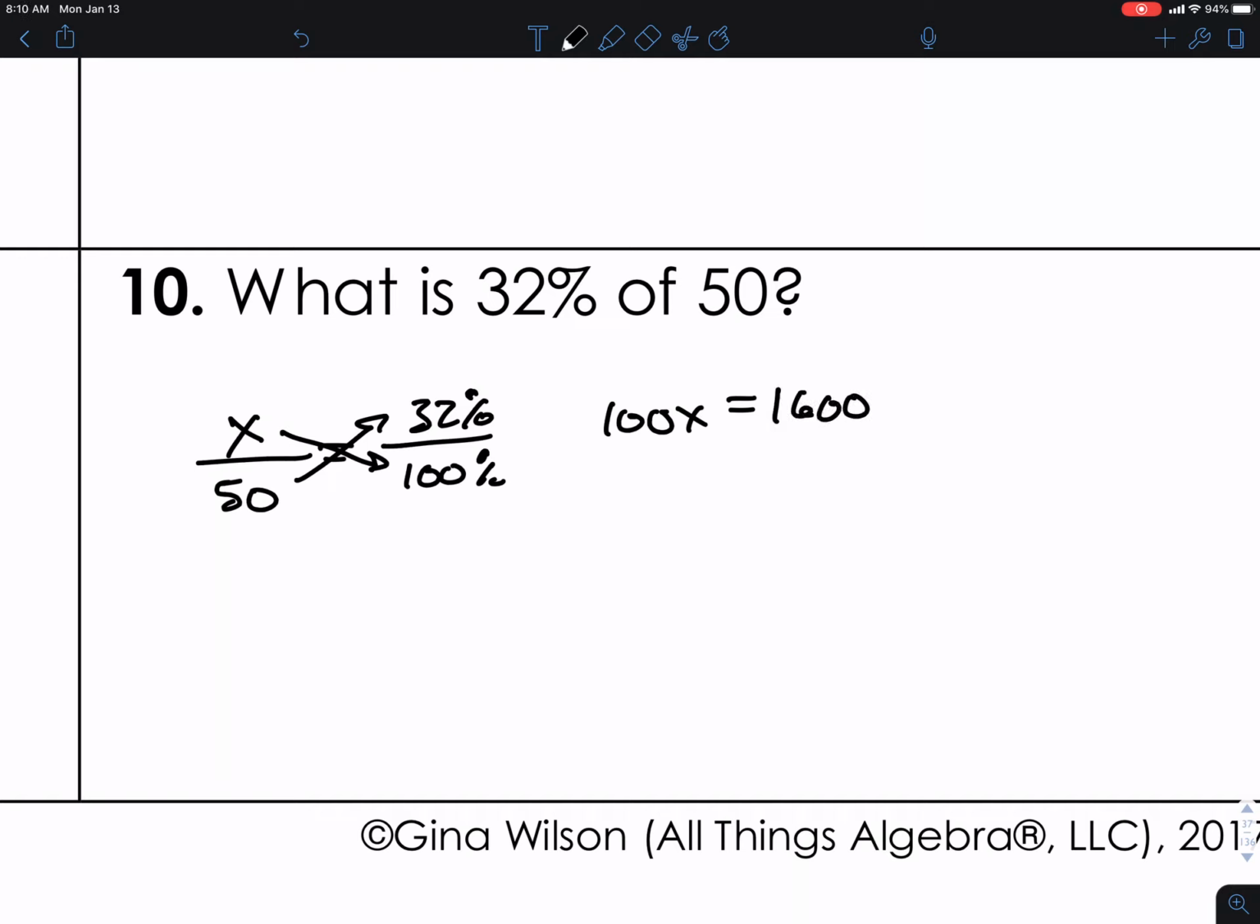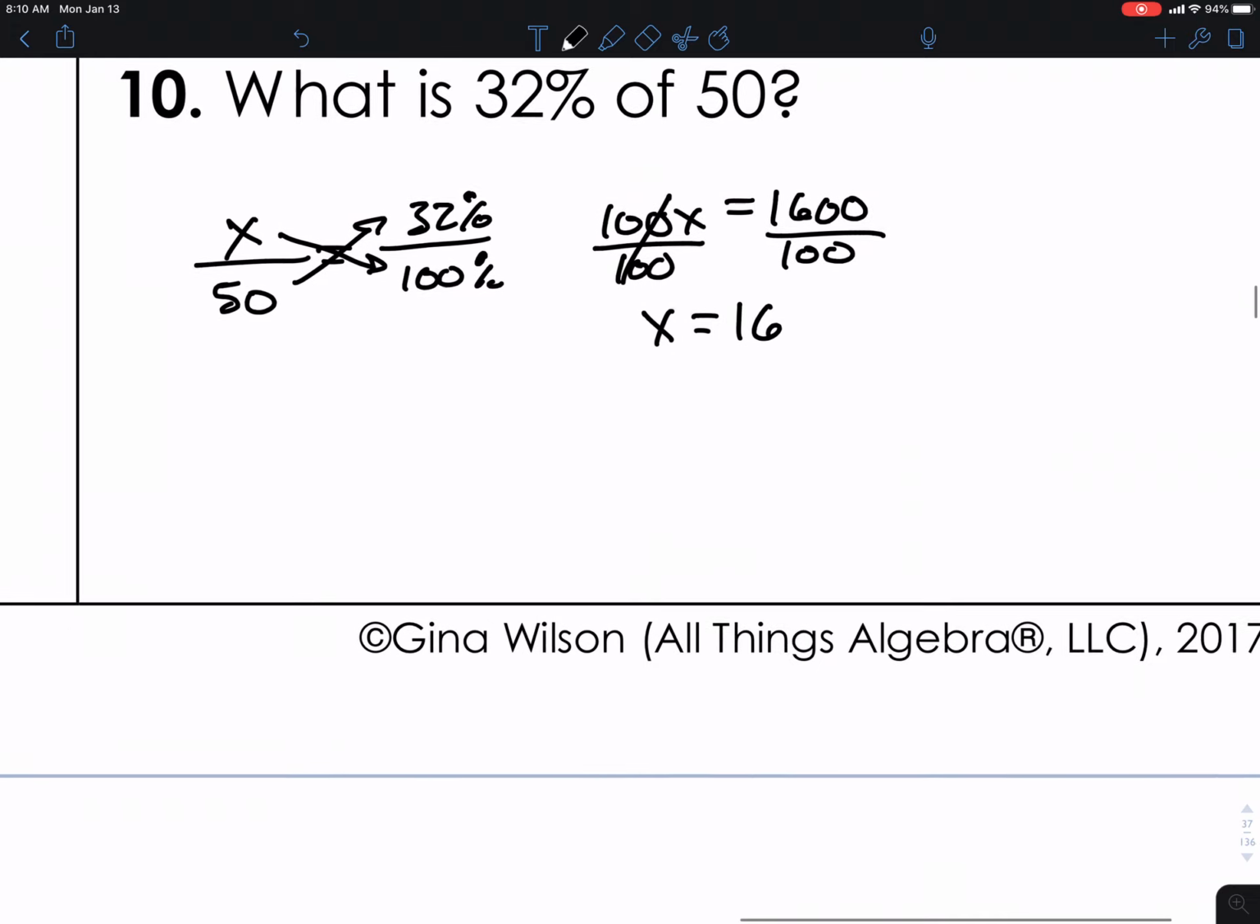Okay, now remember, when you're cross multiplying, we're doing it to get rid of the bars. You get rid of the bars, you just put an equal sign. The bars go away. 99 times out of 100, kids are going to make mistakes doing that. They're going to cross multiply and think there still should be bars in there somewhere. No, they're gone. Okay, so now we divide by 100 on both sides. That goes away. X equals 16. Okay, so 16 is 32% of 50.